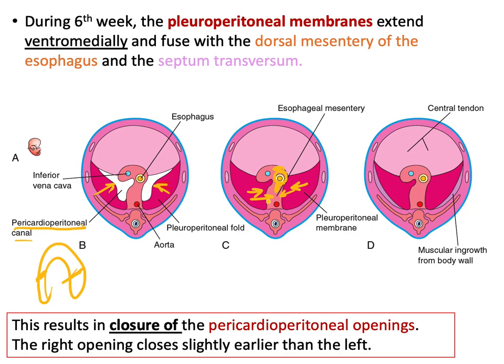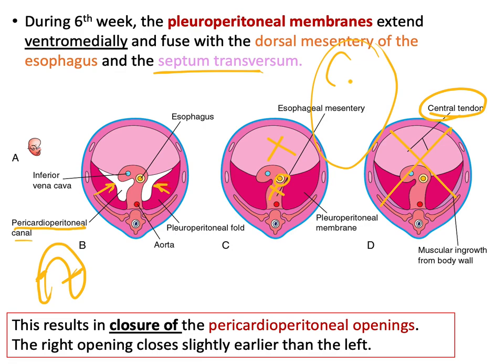And also, what else? Let us see here. Here is our part, right? So it's not just that it fuses with the dorsal mesentery of the esophagus, but also with the septum transversum. Septum transversum, as I mentioned, will form the central tendon of the diaphragm. Now you have a full diaphragm that separates the lungs and heart from the abdominal cavity, right? So in this way, you close the pericardioperitoneal opening, and on the right, it's faster than on the left because of the developing liver there that pushes the membrane and tightens it.